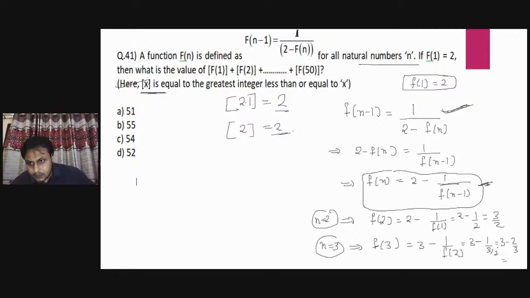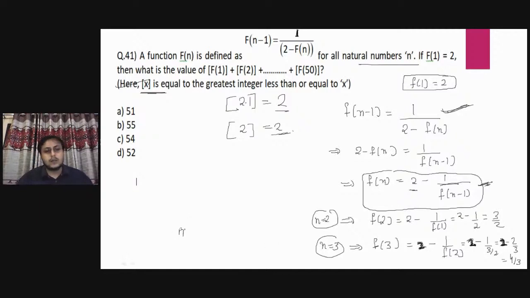Wait a second, sorry. F2 is 3 by 2. And sorry, this is 2, guys. What mistake happened? This is 2 minus something, because 2 is constant. So 2 minus 1 by F2, which means F of n is 3, 3 minus 1 is F2, so F2 is 3 by 2. 2 minus 1 upon 3 by 2, when you solve this, 6 minus 2 is 4, you will get 4 by 3.